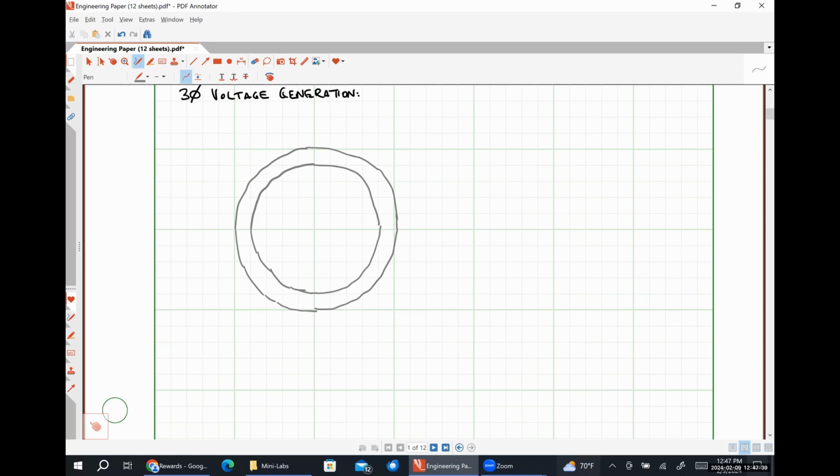So this big thing right here is what's called the stator of a generator. And the stator is literally just a fancy word that we use for the stationary part of a cylindrical electrical machine. So embedded into the stator are going to be coils of wire.